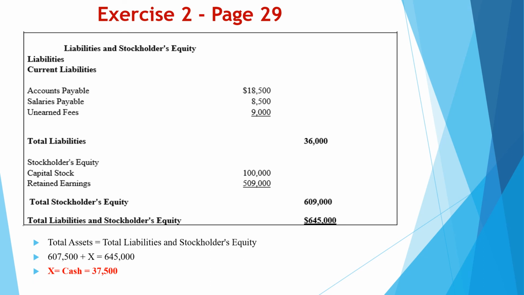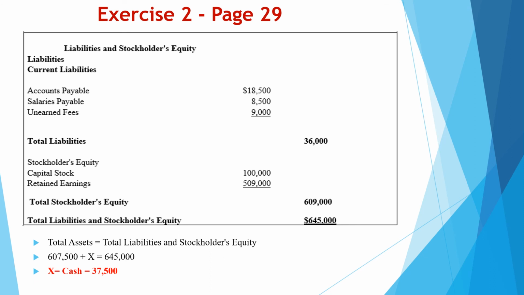The second part of the balance sheet is liabilities and stockholders' equity. We start with liabilities. We have three accounts of liabilities in this exercise: accounts payable, salaries payable, and unearned fees. These three accounts are to be listed under the current liabilities section, and the total of liabilities is 36,000.